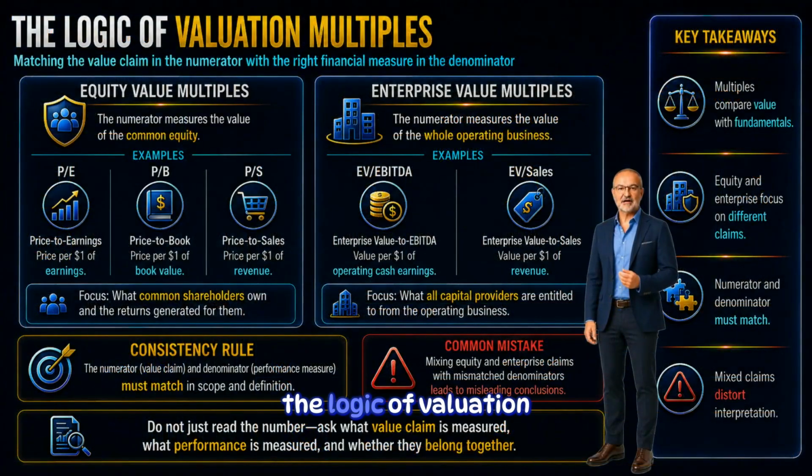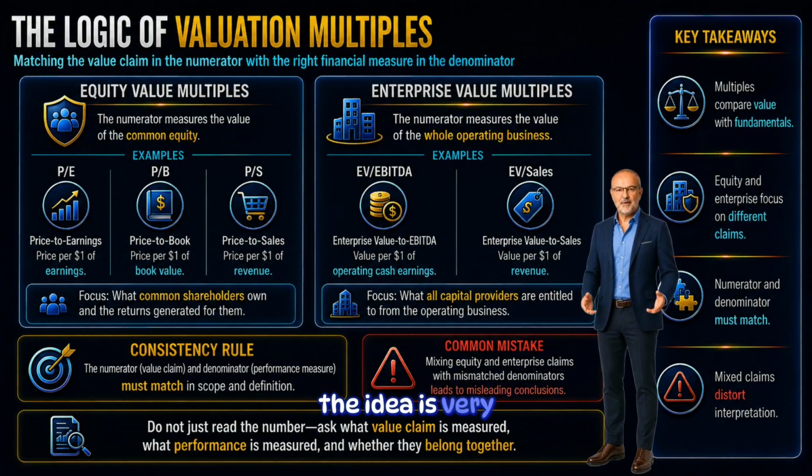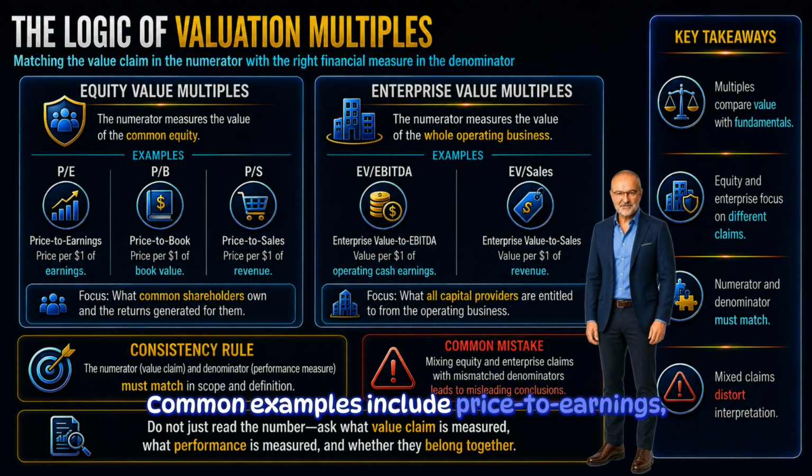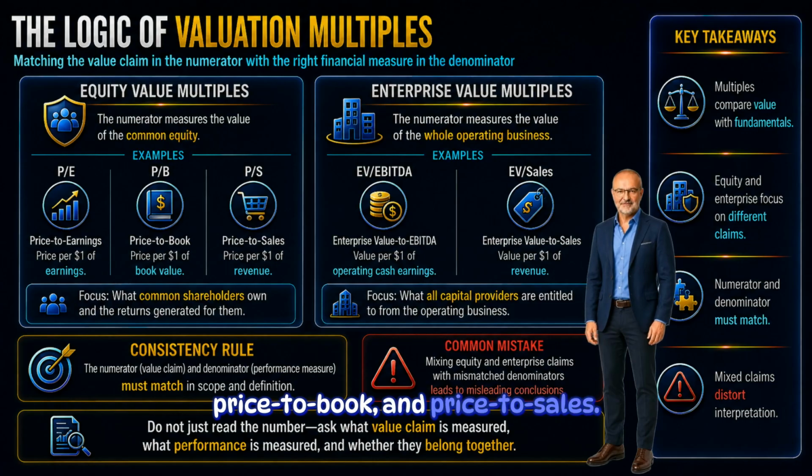Now let's talk about the logic of valuation multiples. A valuation multiple compares the market value of a claim with a financial measure connected to that claim. That sounds technical, but the idea is very practical. Some multiples focus on common equity. These are equity value multiples. They use the value of common shareholders' ownership in the numerator. Common examples include price to earnings, price to book, and price to sales. Other multiples focus on the value of the entire operating business. These are enterprise value multiples. They are useful when we want to compare businesses that may have different capital structures. EV to EBITDA and EV to sales are common examples.